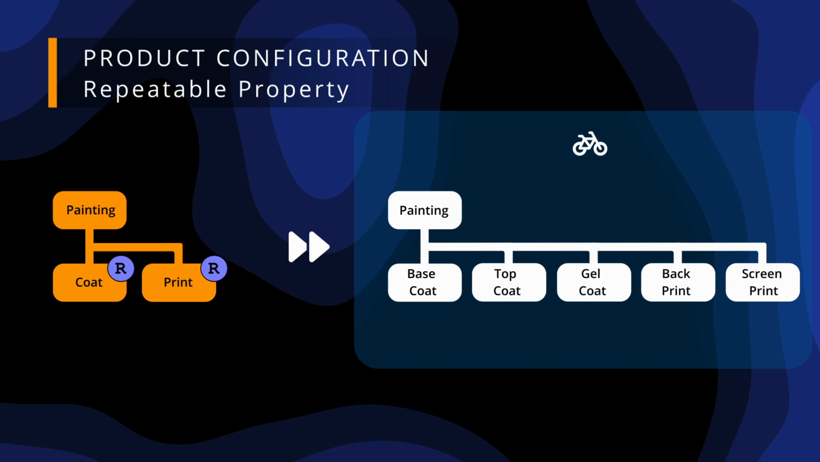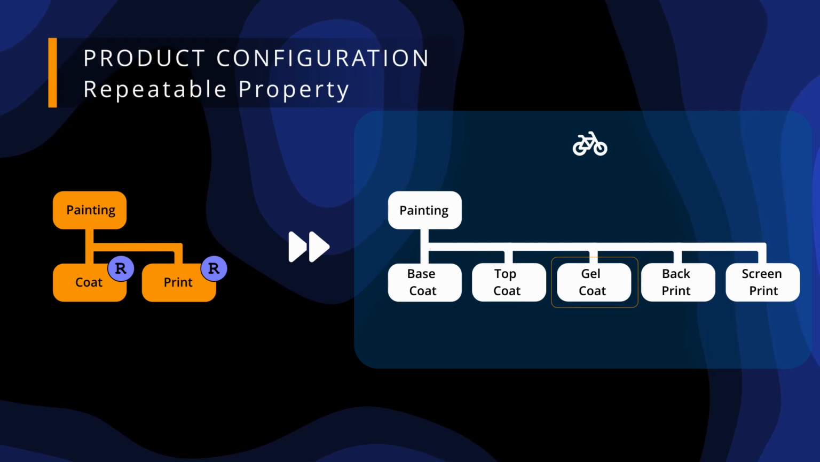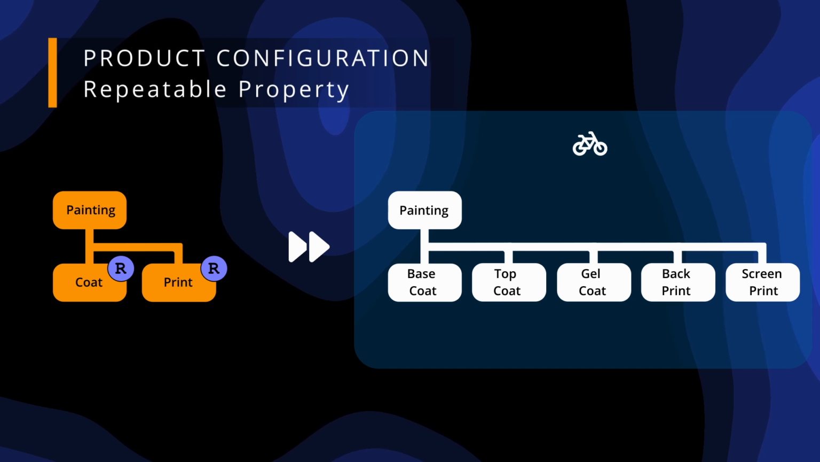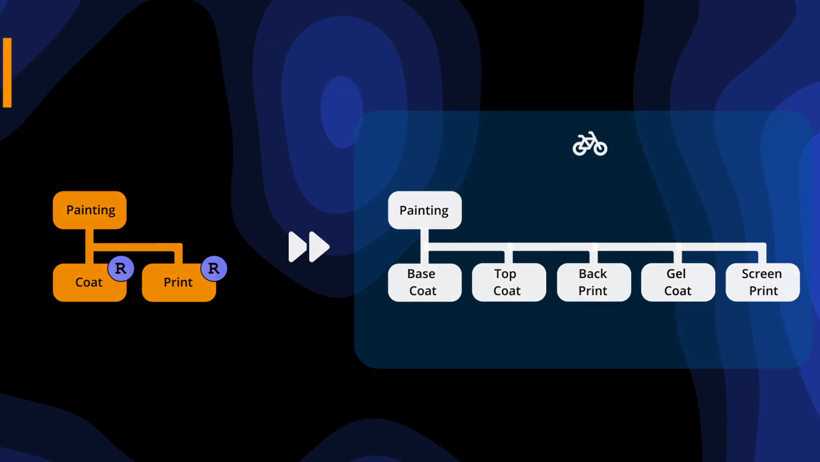To tidy this up, the first thing I'll do is rename them to reflect the physical processes that they actually represent. In this case, base coat, top coat, and gel coat. The printing steps are back print and screen print. Secondly, I'll reorder them to follow the progression of operations. First the base coat, then top coat, then we'll apply the decorative back print, followed by the gel coat, and finally, we'll screen print on the brand.